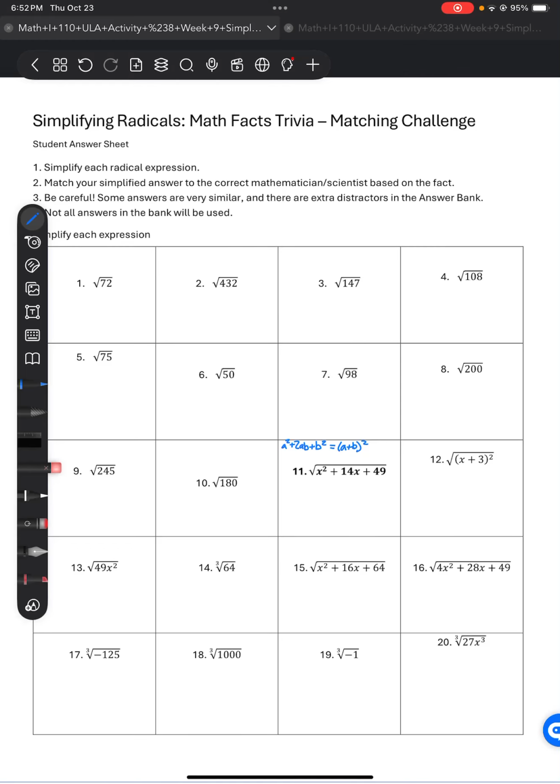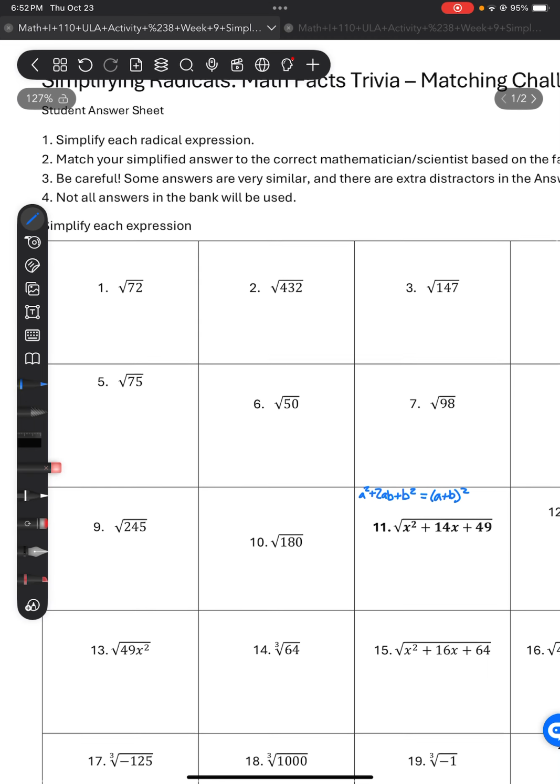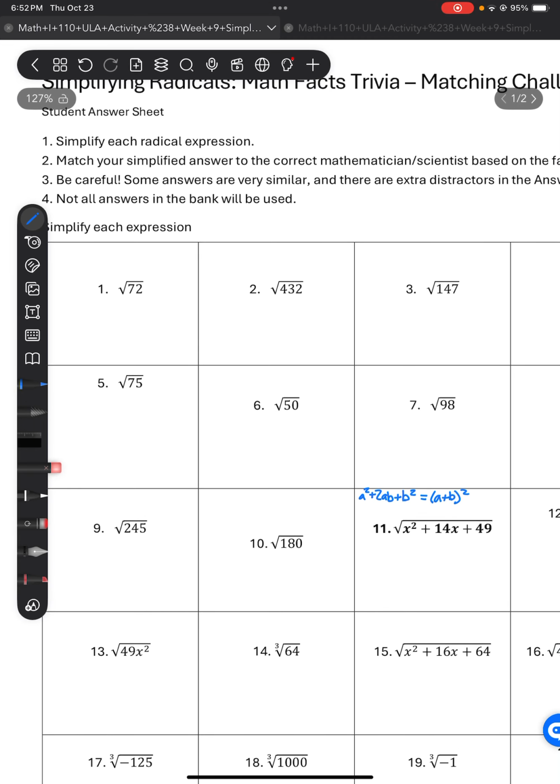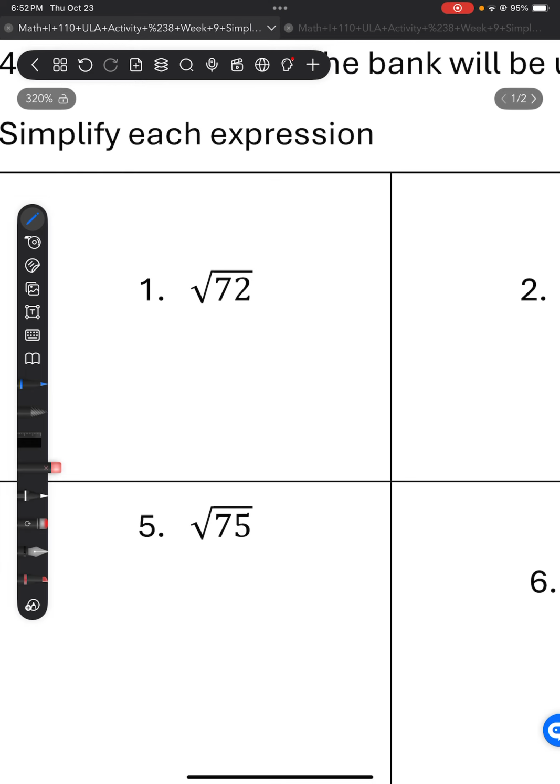Alright, so this is activity 8. This is when we are simplifying radicals. So we're just going to jump into number 1. So square root of 72. When you're simplifying a radical, always remember you're just trying to take out those perfect squares that you can.